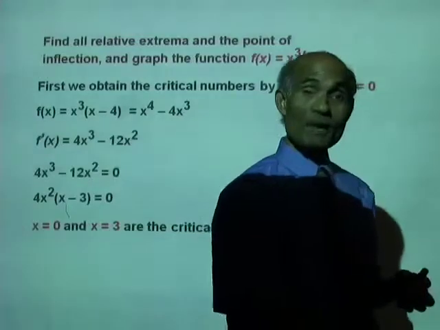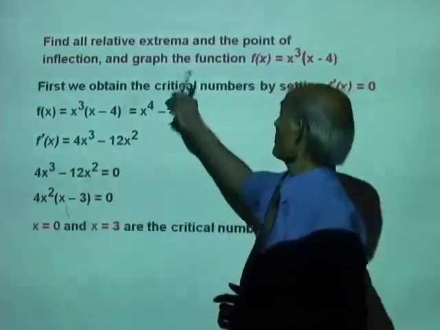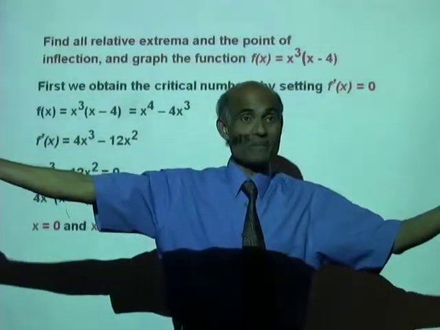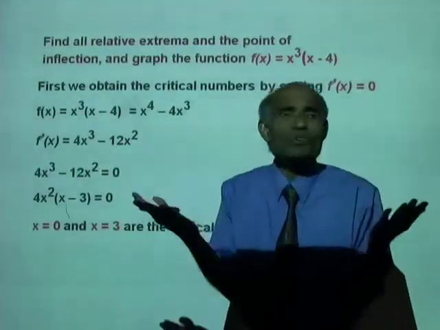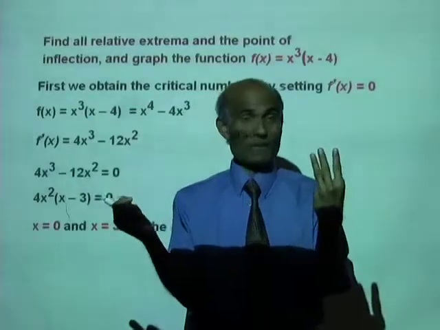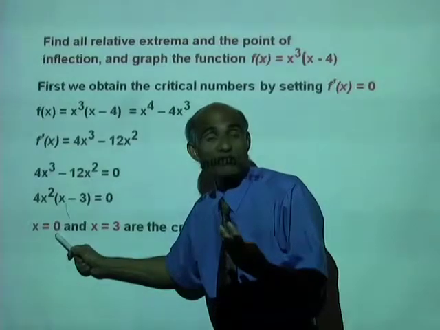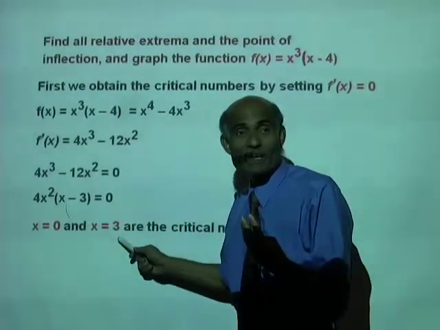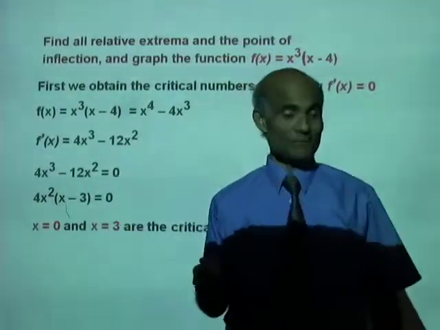Alright, now we have the critical numbers. We're going to divide the domain of the function. Well, the domain of this function is from negative infinity to positive infinity. Now, if these two are the critical numbers, how many intervals are there? There are 3 intervals. What are they? The first interval is from negative infinity to 0. The second interval is from 0 to 3. And the third interval is from 3 to infinity.